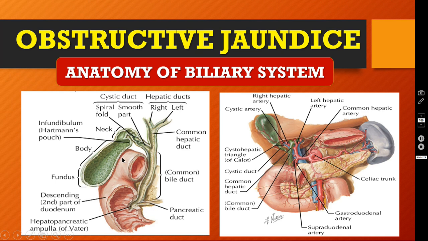And this is the gallbladder, which consists of the fundus, body, and neck, and in the neck you can see a redundant portion called Hartmann's pouch or the infundibulum of the gallbladder.